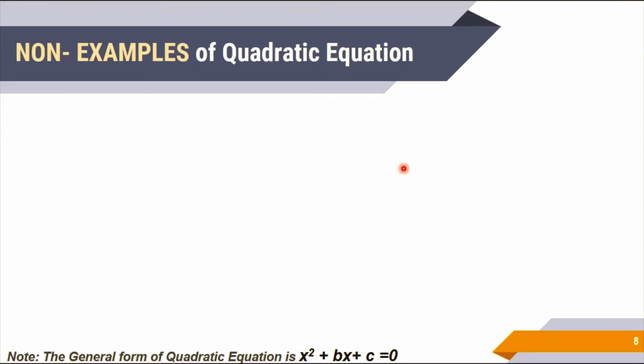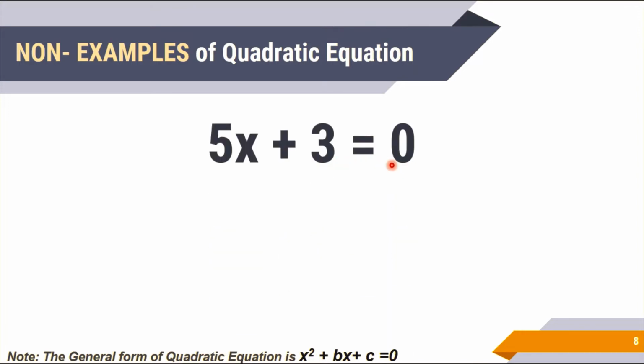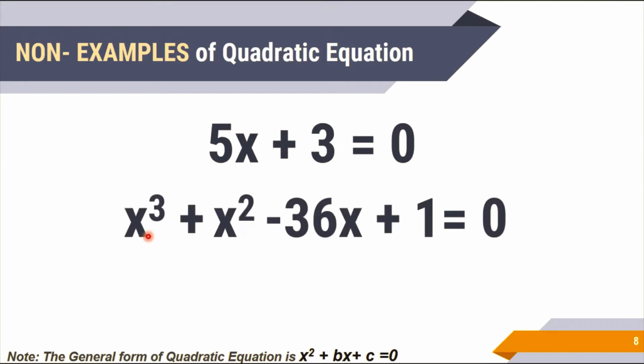Next, what are the non-examples of quadratic equation? First, we have 5x plus 3 is equal to 0. As you can see on this equation, it is not in second degree. Next is we have x cubed plus x squared minus 36x plus 1 is equal to 0. Okay, so kahit na meron tayong exponent to 2, but the highest exponent here is 3. So therefore, this is not also a quadratic equation. And then last, we have x minus 2 is equal to 1. Obviously, this equation is not in second degree.